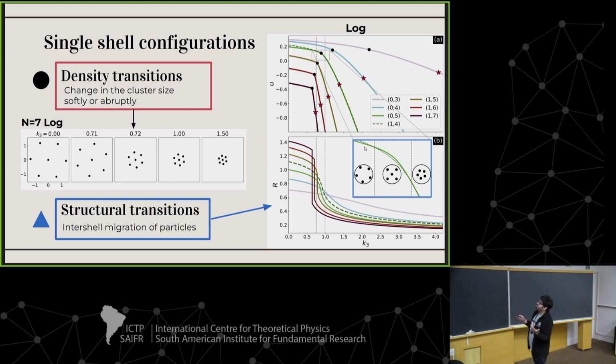Besides these density transitions, we have structural transitions, which are the migration of particles in the shells. So we have a certain range of the parameter in which there's a migration from the pentagon to the square with a central particle. Then it goes back again to the pentagon, but now collapsed.